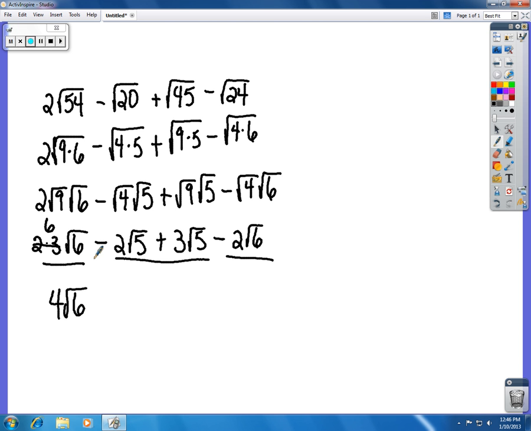And then we've got negative 2 times the square root of 5 plus 3 times the square root of 5. So we've got a negative 2 plus 3 that will give us a plus 1. And you can either put that 1 out in front or not. It doesn't matter. You could just have written that as plus the square root of 5. But we'll leave the 1 out there just to illustrate.